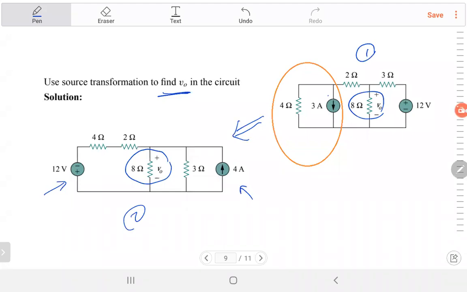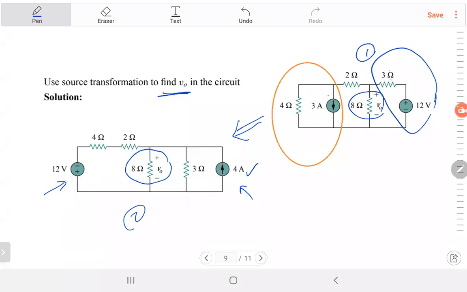So you're changing 4 ohms, 3 amps to 12 volts, to 12 volts 4 ohm. That's what I did. And you're also changing 12 volts to 4 amps on the right side? No, I didn't. Oh, yes. I see what you mean. You have 12 volts and 3 ohm here. That's right. I divided 12 by 3, I get 4 amp. You're completely right.